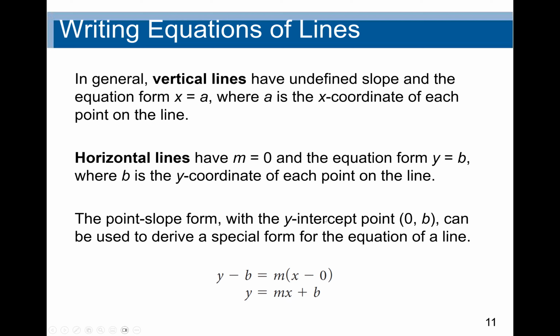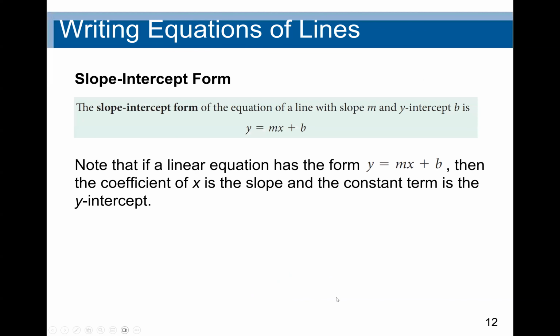So the point slope form with y-intercept: y-intercept means when x equals 0, the value of b can be used to derive the special form for the equation of the line. So we get y minus b equals m times, where b is again our y-intercept, and then x minus 0. So we have 0. So this will give us y equals mx plus b. Now, y equals mx plus b is called the slope-intercept form of the equation of a straight line.